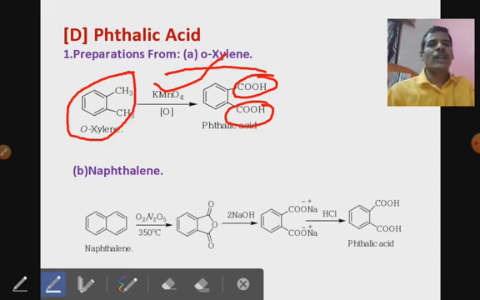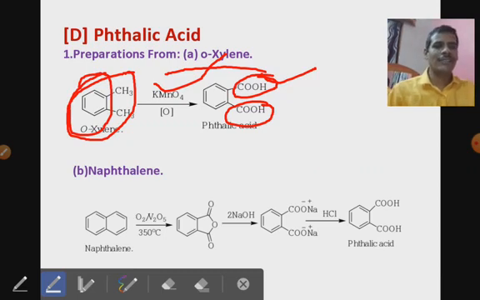Only the methyl groups undergo oxidation and give the corresponding carboxylic functional groups. The phenyl ring, or benzene ring, the aromatic system, remains as it is. The role of KMnO4 we already discussed in the preparation of benzoic acid as well as salicylic acid. In this case only the methyl groups undergo oxidation to give the corresponding COOH functional groups. In this way ortho-xylene can be easily converted into phthalic acid in the presence of KMnO4.